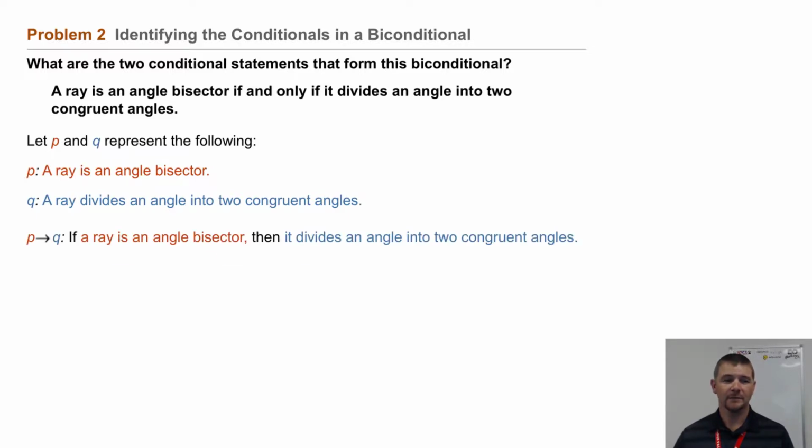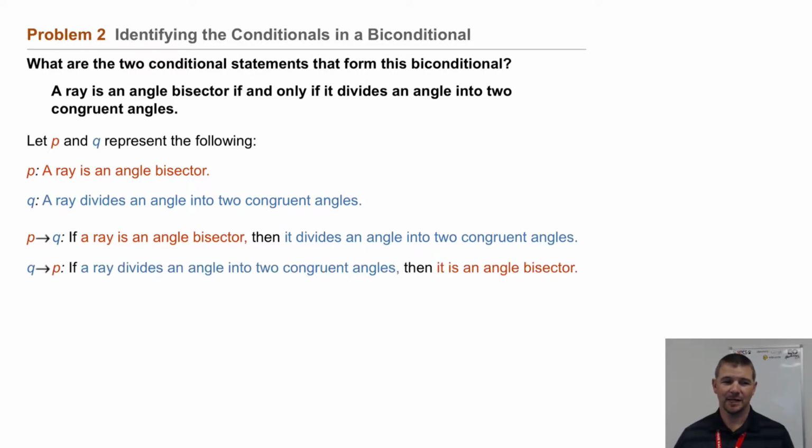Our first conditional statement, P implies Q, can be written: if a ray is an angle bisector, then it divides an angle into two congruent angles. And the second conditional statement, the converse of the initial one, Q implies P, can be written: if a ray divides an angle into two congruent angles, then it is an angle bisector.